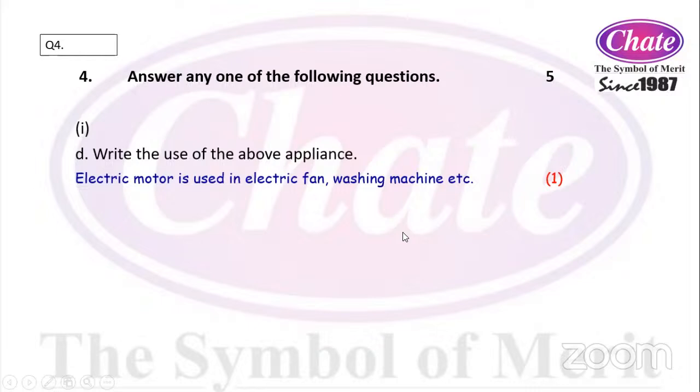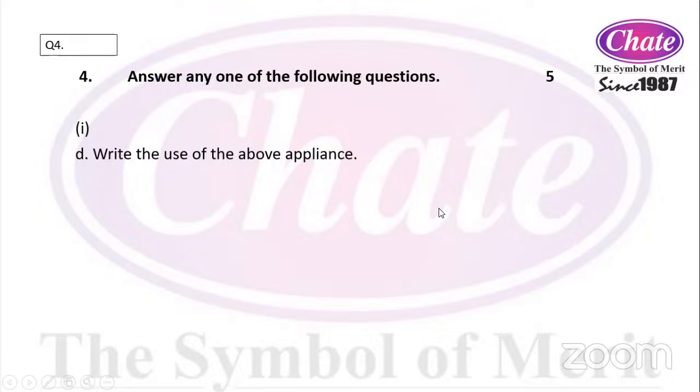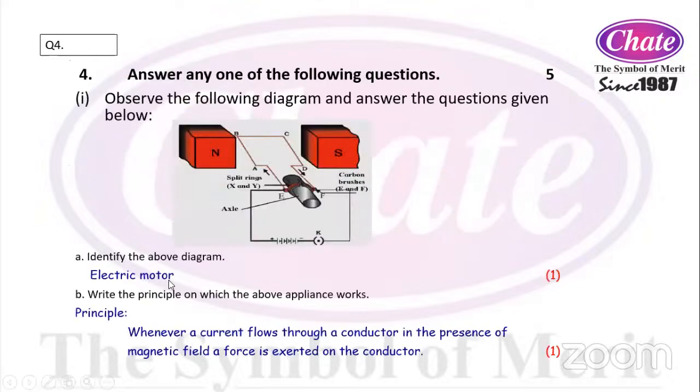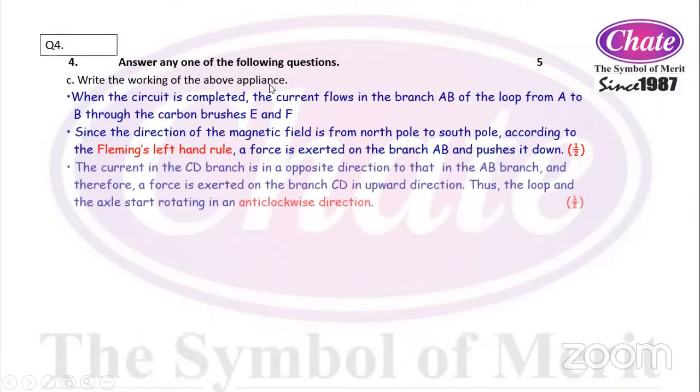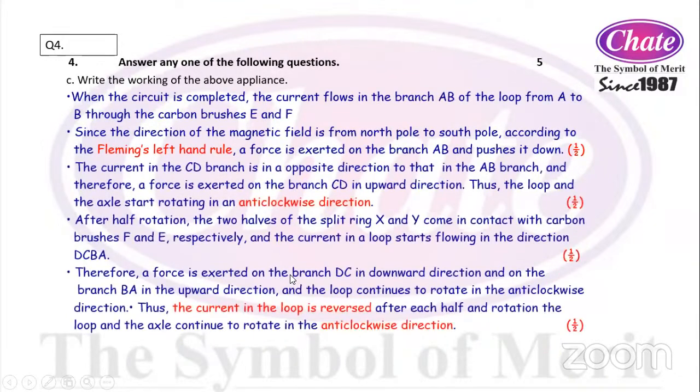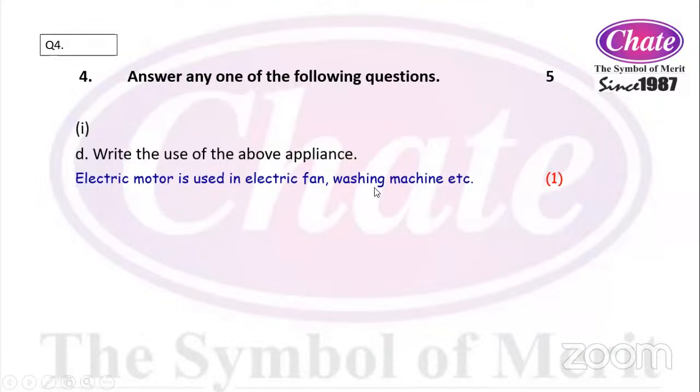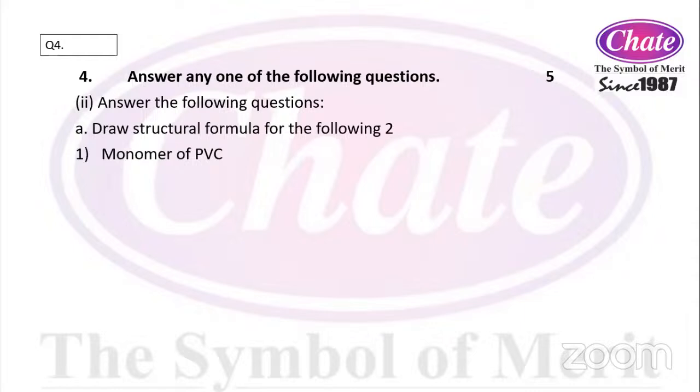You can see that it is very easy to answer such kinds of sub-questions. So prepare for that. In this case, you just have to identify the equipment, write the principle, write the working in a simple way, and then the use. This will give you 5 out of 5 marks in this question. So no need to worry about this question. Now go to the next question.